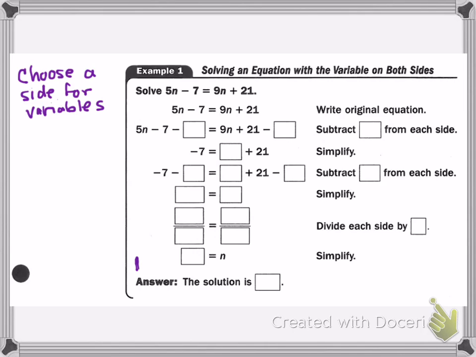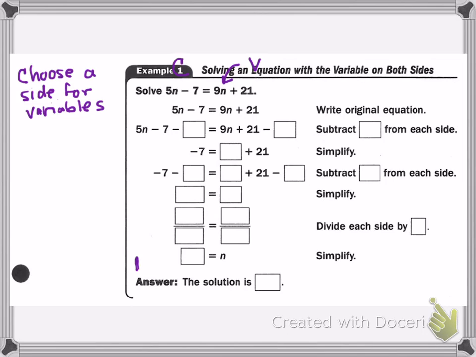So for this first example, we have the most variables on the right-hand side, so that side is going to be our variable side, and then that makes the other side our constant or plain number side. So we just have to make a decision about that before we start, and that's what we're going to go with for this example. So we write our original equation. We have that done for you in our guided notes here. And we have 5n minus 7 equal to 9n plus 21.